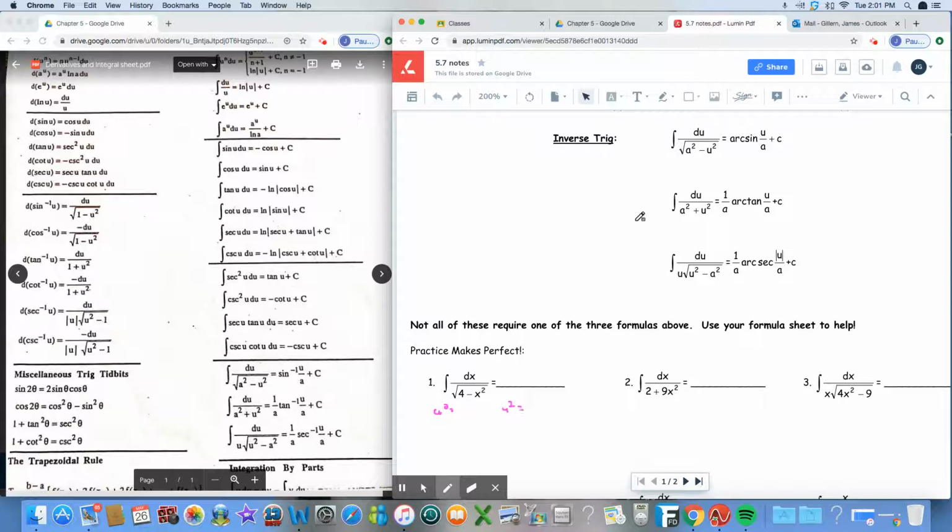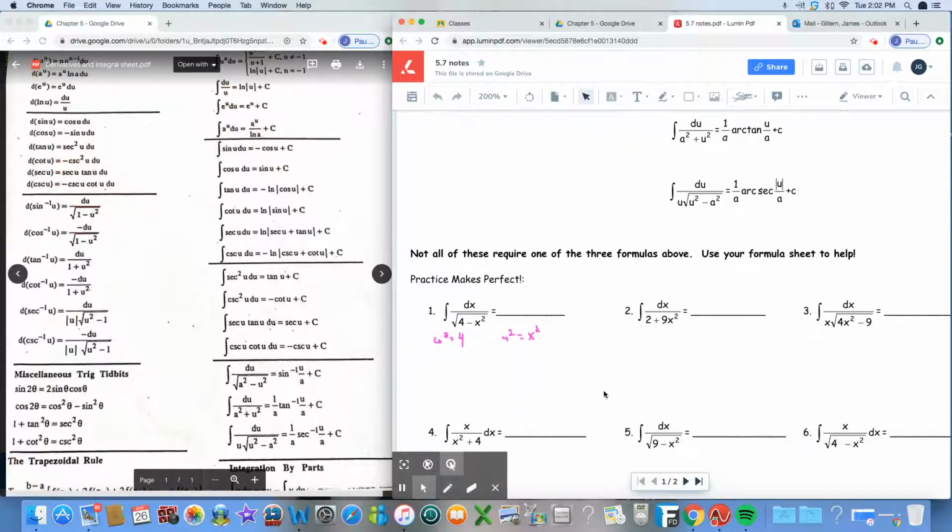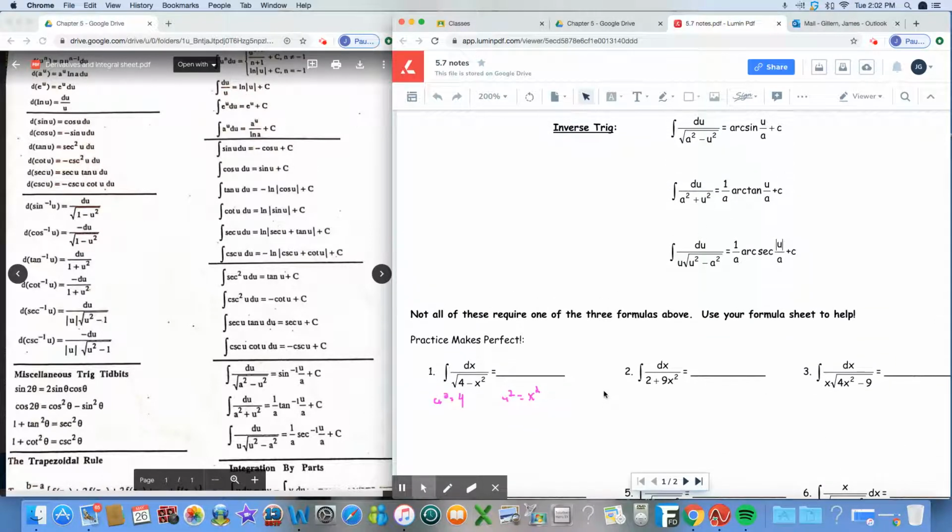Okay. So looking at this, what is my a squared? Well, what's the number that's right here? A squared is 4. Minus, what's my u squared? My u squared is x squared. Okay. Now, your a squared is going to be the one that has the constant. Your u squared is going to be the one that has the variable. That's the way it's going to work out most of the time. Got to keep that there.